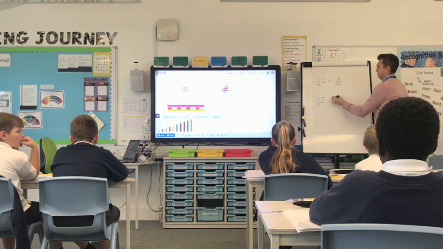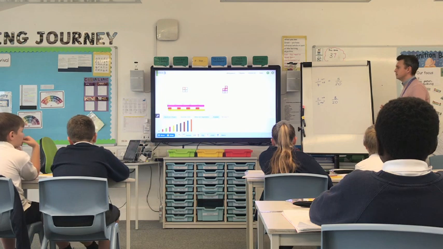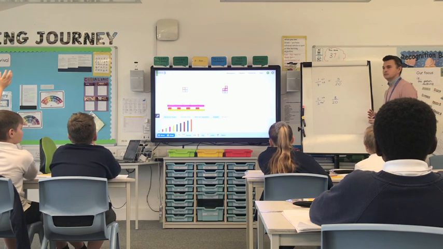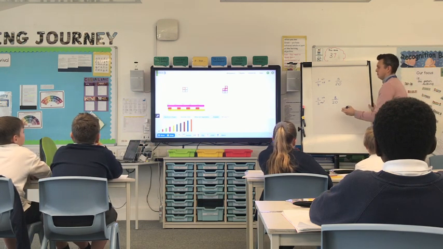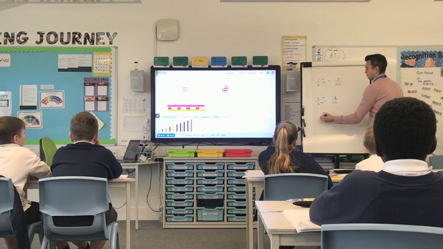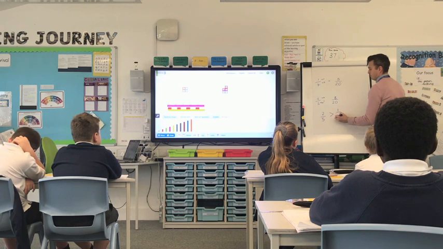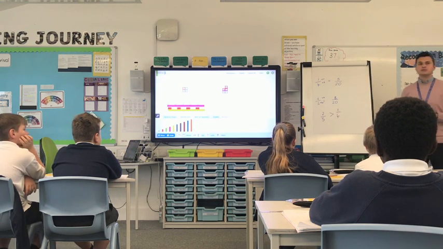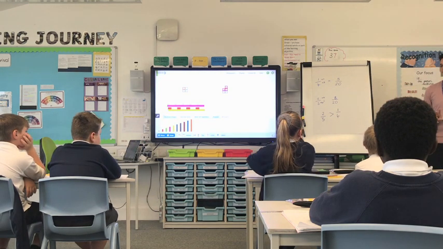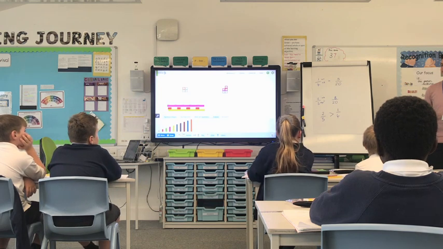Okay. So which fraction is larger? 2/5. 2/5. Yeah, so we can write them down like this. Okay, so very simply we've ordered 2 fractions there. Does that make sense? Yeah. Yeah, we've ordered 2 fractions.